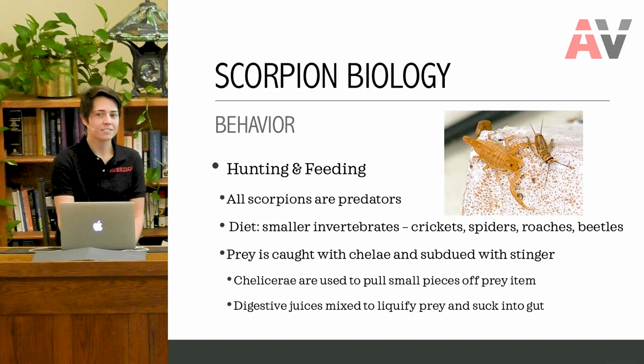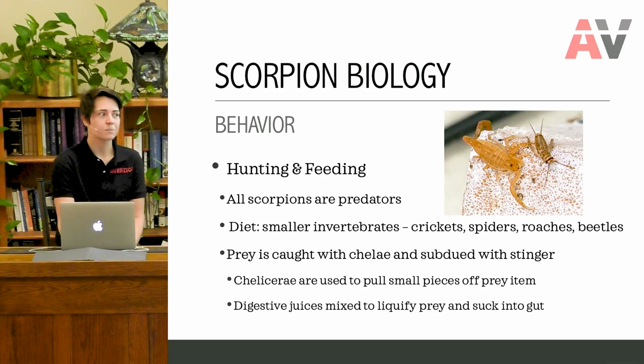There are a couple species that build burrows and will kind of just sit and wait for prey to walk by, but they're still going to be actively hunting them. Their diet consists of smaller invertebrates, so they're really opportunistic when it comes to their diet. They will hunt for anything that's smaller than them, anything that can be subdued with their stingers or their chelae.